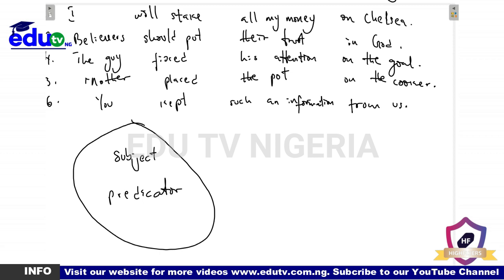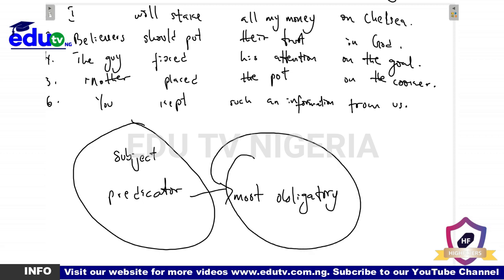The subject is extremely important to any of the patterns, so is the predicator. And as a matter of fact, the predicator is the most obligatory item. Yes, the predicator is the most obligatory item in any sentence. And then it is the item that determines a whole lot about other items. Do you get it? To know more about sentence elements, go watch our video on sentence elements.